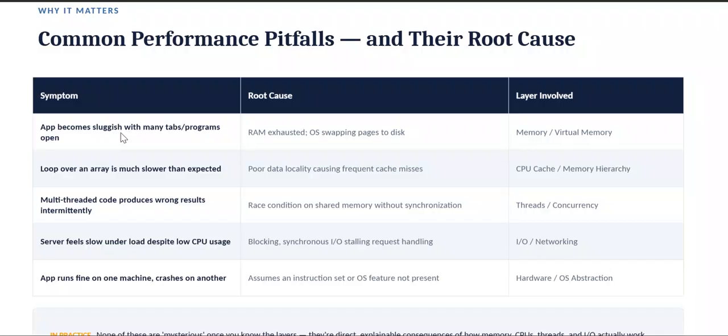Another pitfall: a loop over an array is much slower than expected. This is caused by poor data locality causing frequent cache misses. The CPU cache and the memory hierarchy are involved. Multi-threaded code and all that.